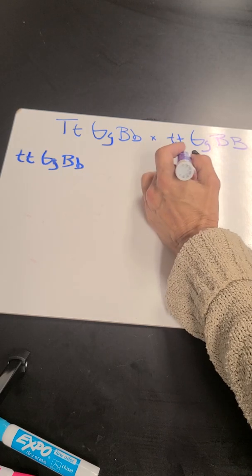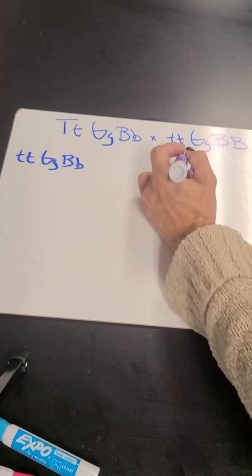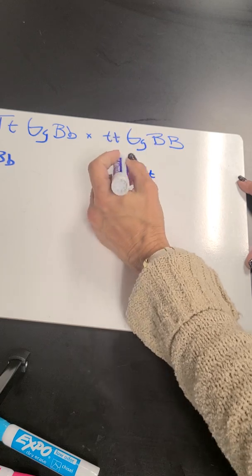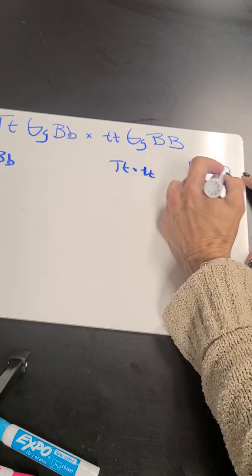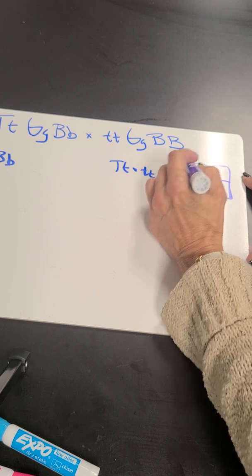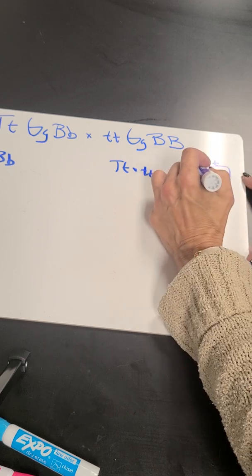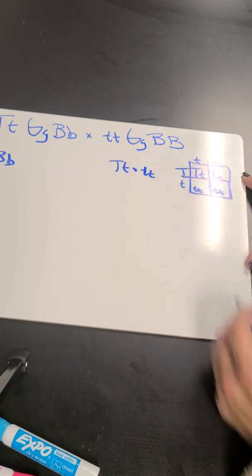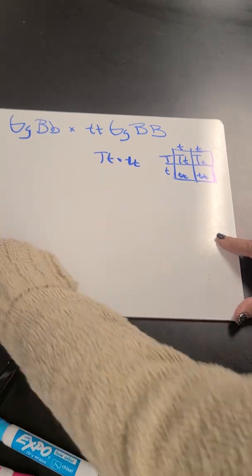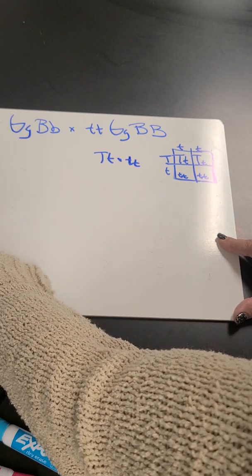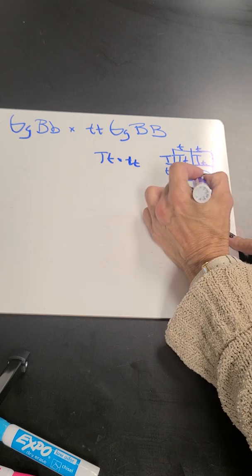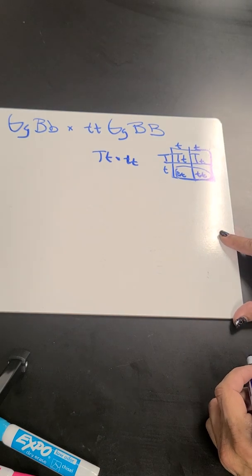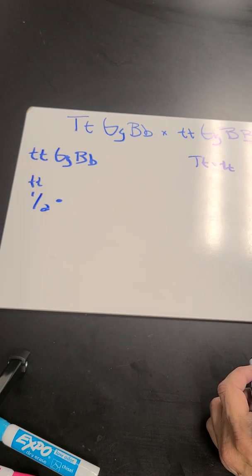So again, I have to do one trait at a time. So I'm doing my t's first. So big T, little t, with big T, little t, or with little t, little t. Okay, so hopefully you see how I filled this in. So what's the likelihood of getting little t? Right here, I see that that is 1/2 times, so I put 1/2 right there.